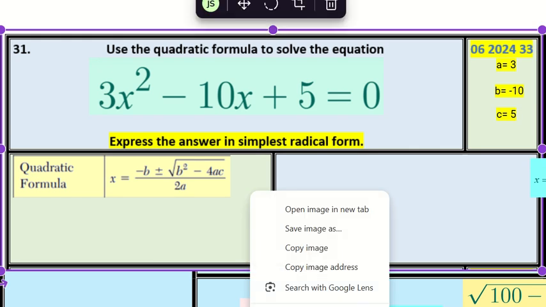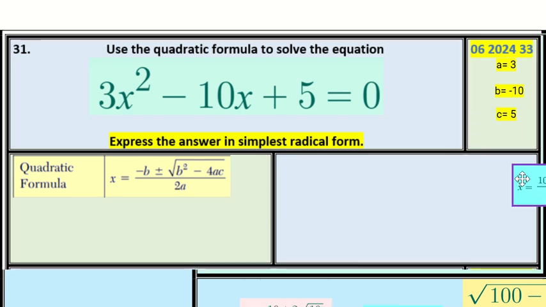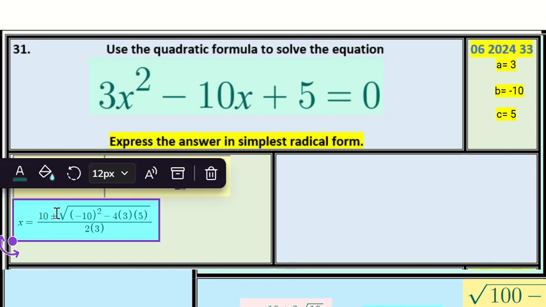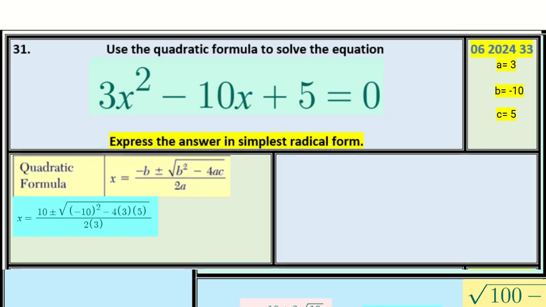So x equals opposite B. So instead of negative 10, we're going to say positive 10 plus or minus the square root, negative 10 squared minus 4 times A, which is 3, times C, which is 5, all over 2 times 3. This is one of those times where A is not 1, so you need that 3 in the denominator as well. So first thing we always deal with is the discriminant.